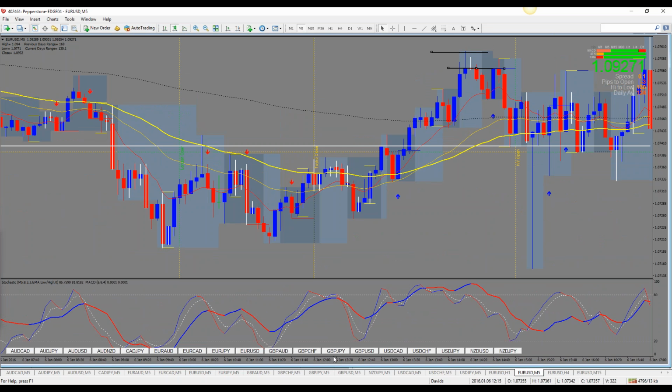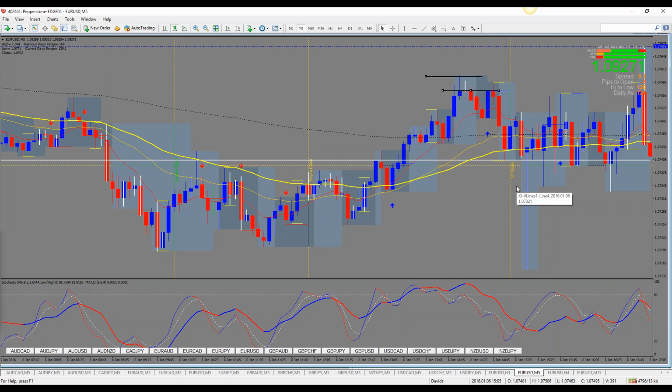Basically, I can quickly go through all 18 pairs in under a minute because I know what I'm looking for. I'm only looking for two things: signal bars and inside bars. And then when I get one of those, am I with trend? I can look at all of my screens really quickly and make the decision whether or not I actually want to be in the trade.